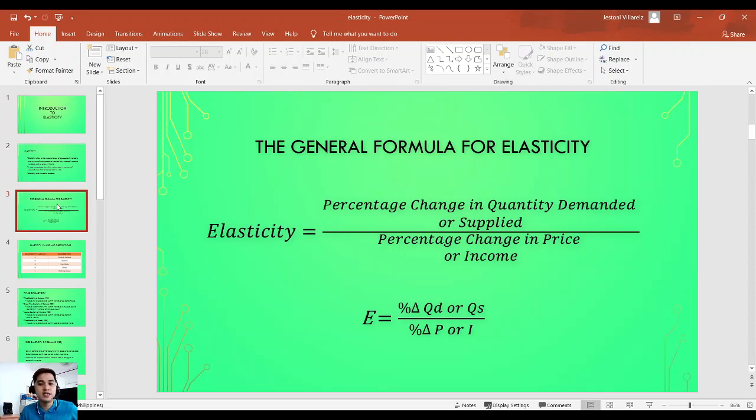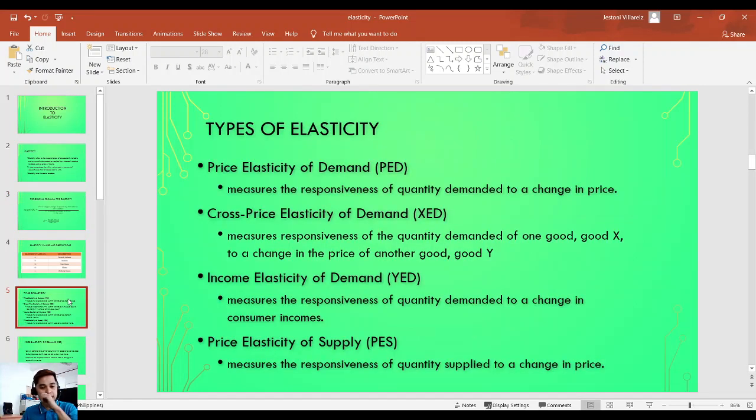Now, normally ang elasticity, ginagamit siya as a tool for business decisions, especially in increasing or decreasing the price of the good. Now, there are many types of elasticity. Okay, so we will be discussing them all today. Hopefully, napatay time, plan pa ta.